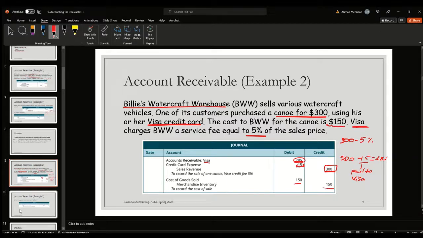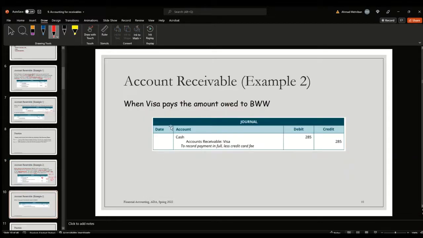Now when it comes to the payment, this is a continuation. We're continuing with the same example. Let's say that when Visa finally pays the amount owed to BWW, it's going to be recorded as cash. Debit cash 285, and accounts receivable will be credited 285.